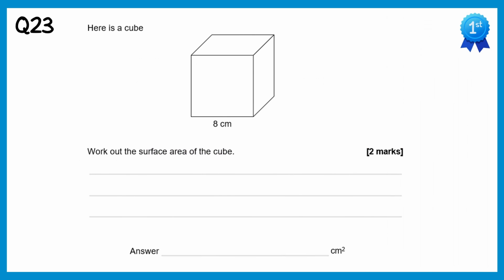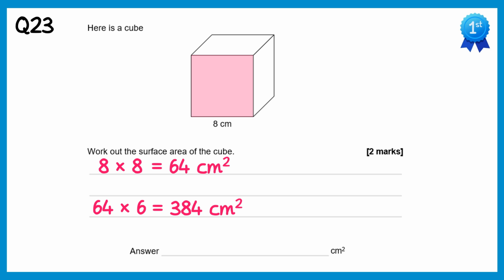In this question we need to work out the surface area of a cube. I'm going to start by working out the area of one of the faces. The area of this is just 8 times 8, which is 64 centimeters squared, and a cube has 6 faces, and they're all the same, so I can just multiply this by 6, which gets me 384 centimeters squared, which is the answer to the question.